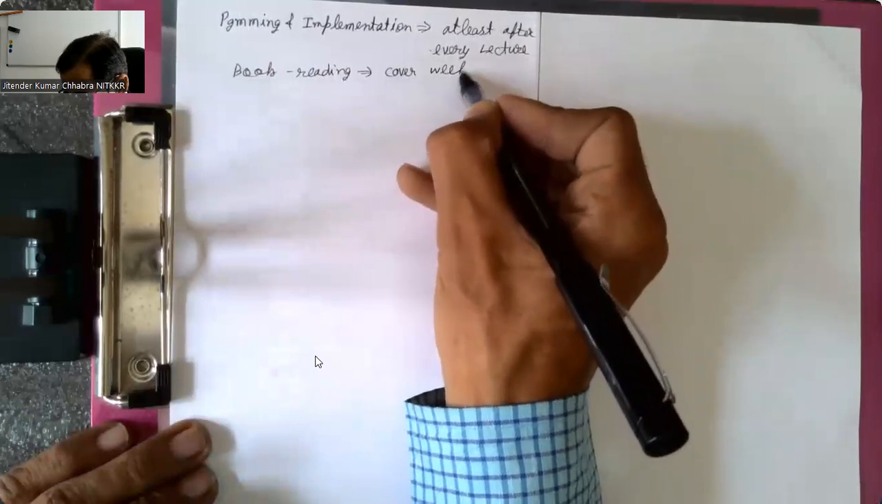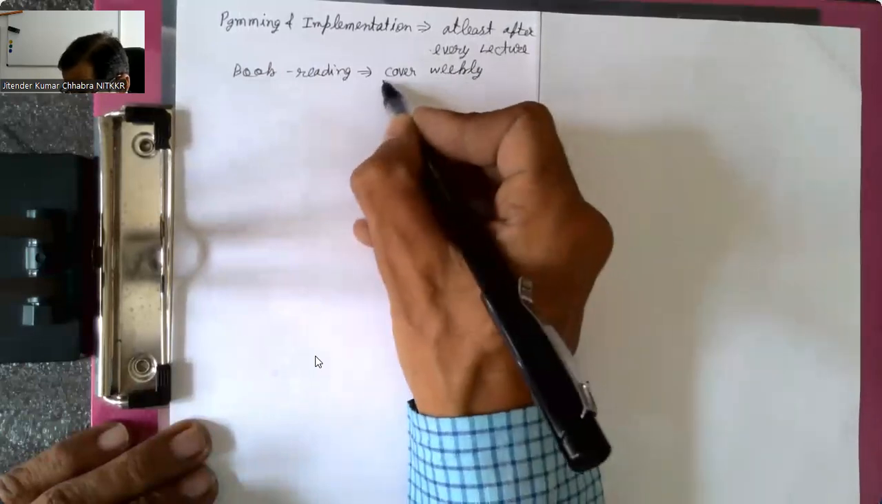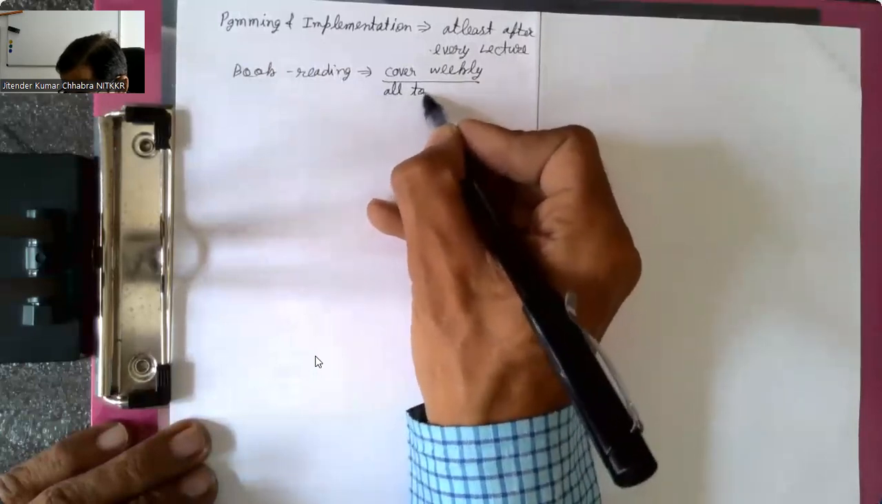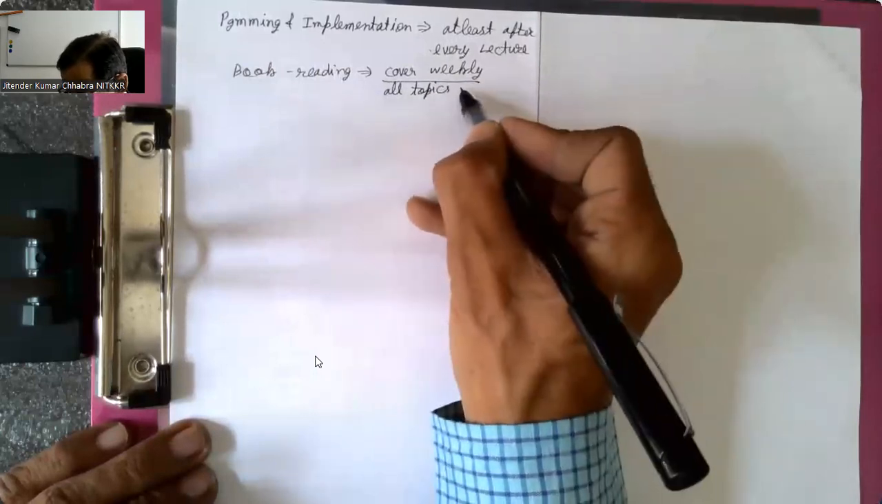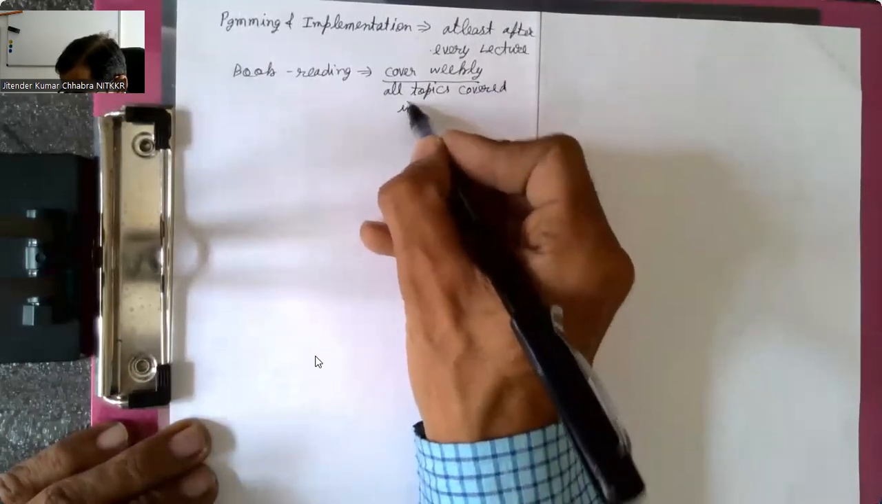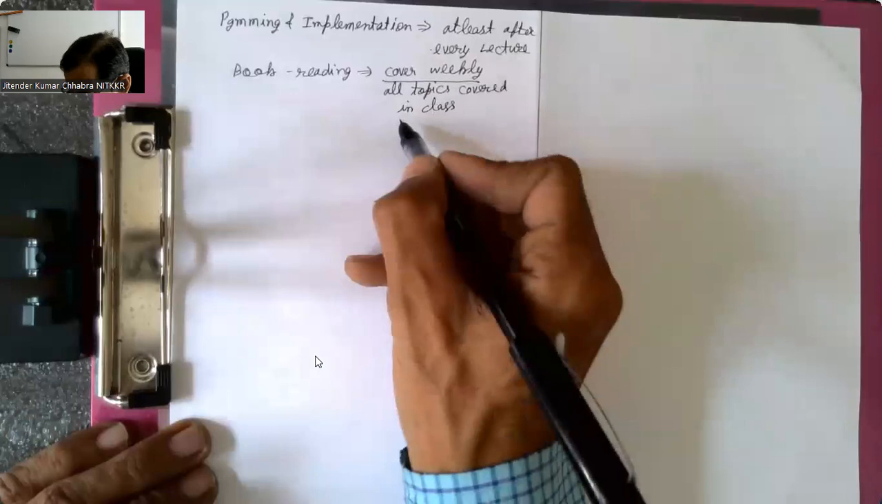Whatever topics we discussed in one week in the class, all those topics covered in the class should be read from the book, maybe the relevant pages, at least those many pages. And you should read it from the book. That will help you in maintaining your continuity and covering everything.